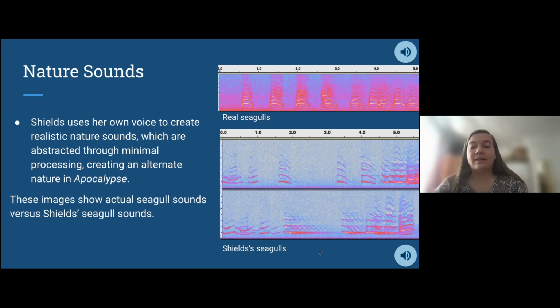So you get that really light processing of that delay, and also the hard panning, which is taking us into kind of a different universe in a very subtle way.